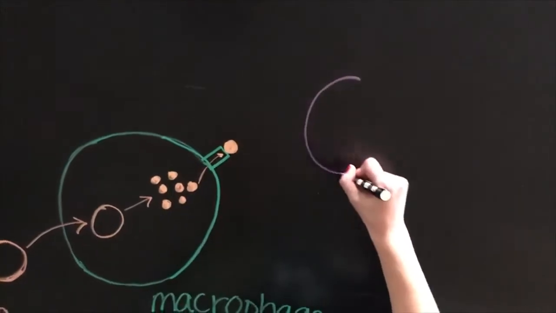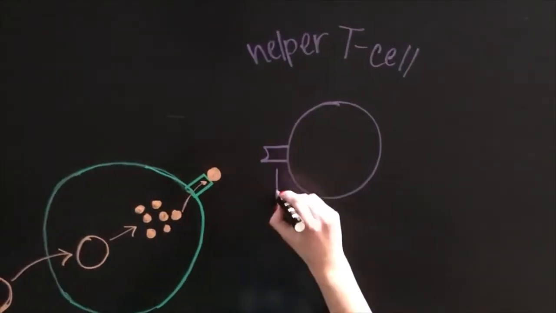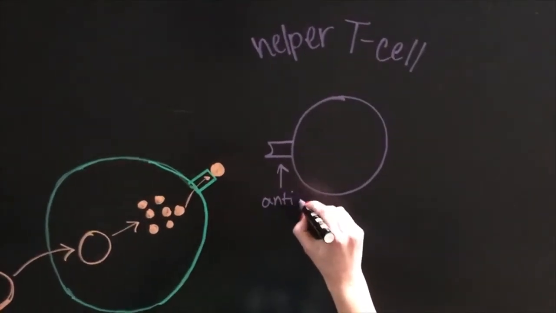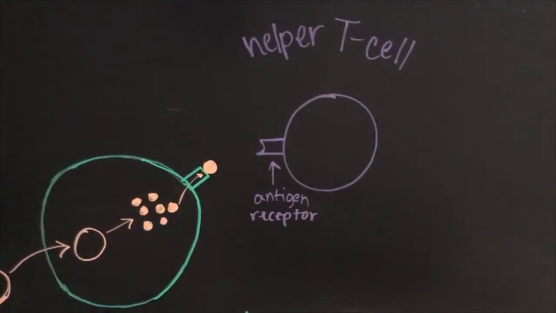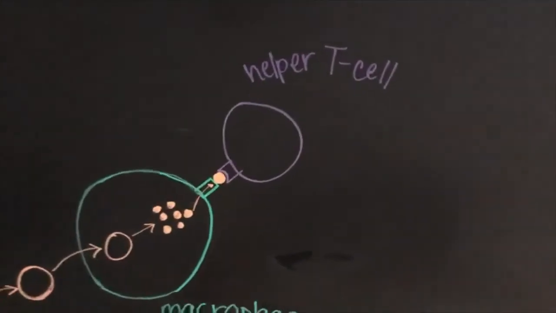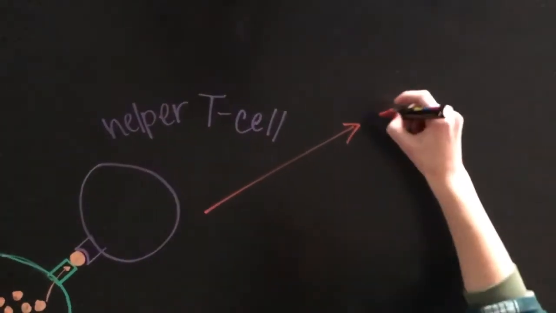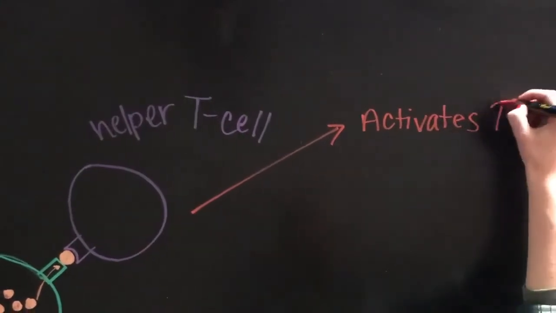Then you have a helper T cell that comes by with its antigen receptors that are specific to the shape of an antigen, and the antigen receptor will bind with the MHC molecule and the antigen, and will be able to detect the shape and begin a signaling pathway. The response of that pathway is to activate B cells.